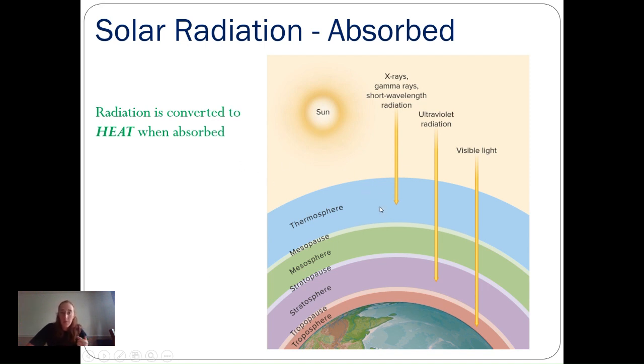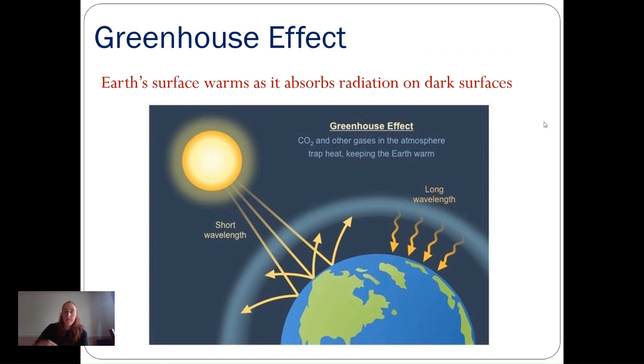And just to kind of recap what I talked about before, the thermosphere, the outermost layer of the atmosphere that's on the border with outer space, absorbs X-rays and gamma rays. And then the stratosphere, with the ozone layer, absorbs ultraviolet radiation. So those heat up because they absorb that radiation. So absorbing radiation is a good thing to an extent.